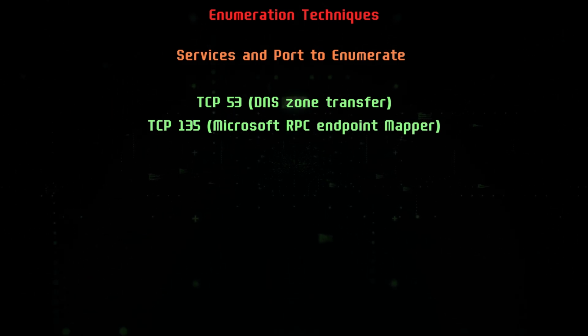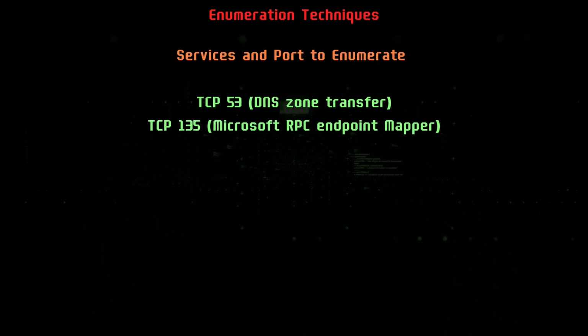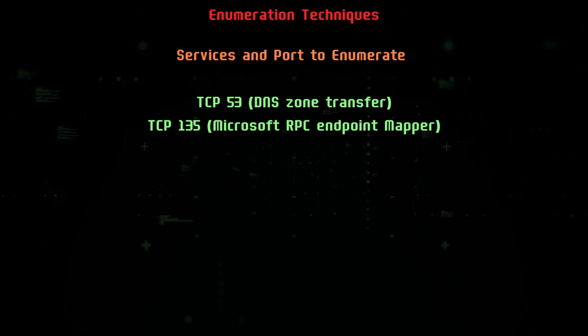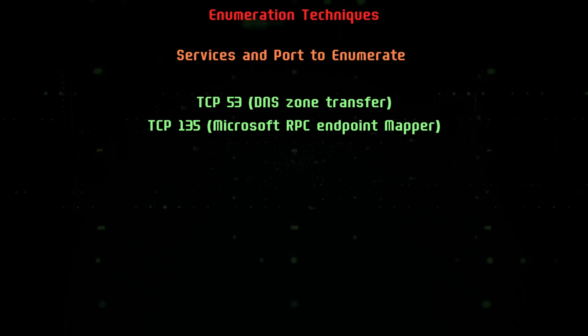TCP port 135 is used by the Microsoft Remote Procedure Call endpoint mapper to allow communication between different processes on a network. The RPC service enables a program to request a service from another computer without needing to understand the network's details.